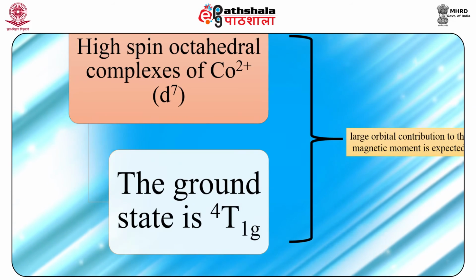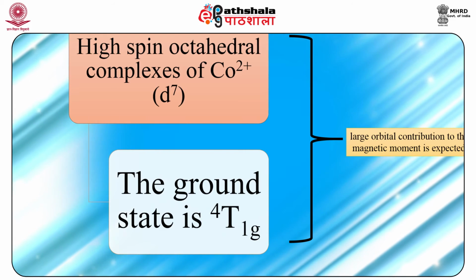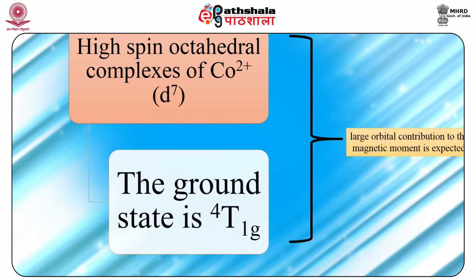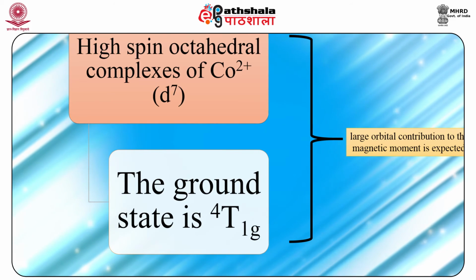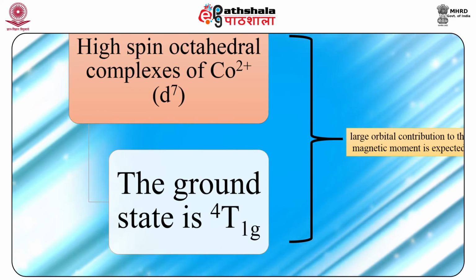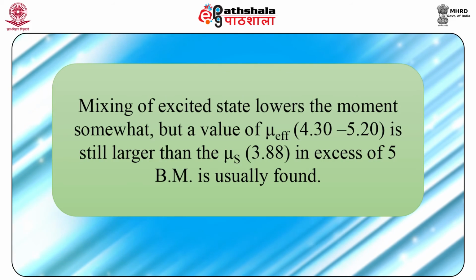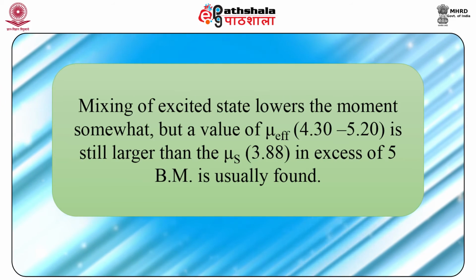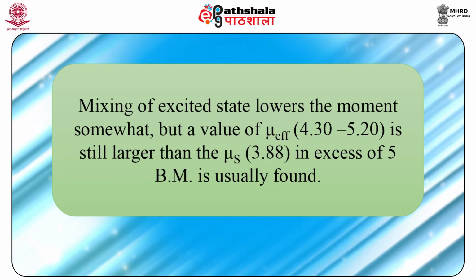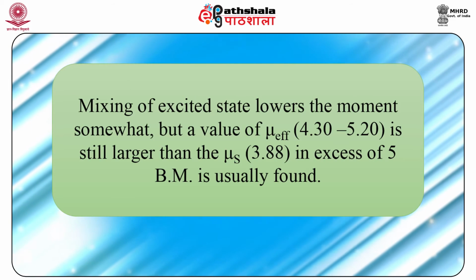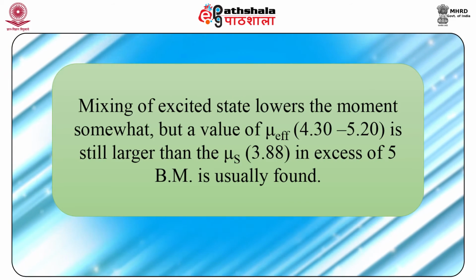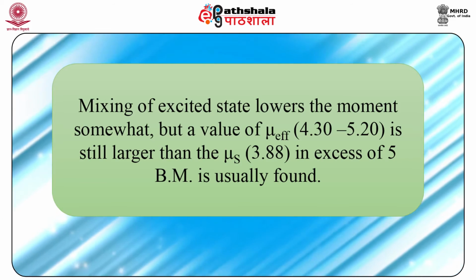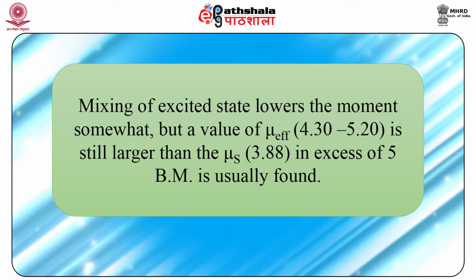In high spin octahedral complexes of cobalt 2 plus, the ground state is 4T1g and a large orbital contribution to the magnetic moment is expected. Mixing of excited state lowers the magnetic moment somewhat, but a value of mu effective larger than mu s, in excess of 5 Bohr magneton, is usually found.